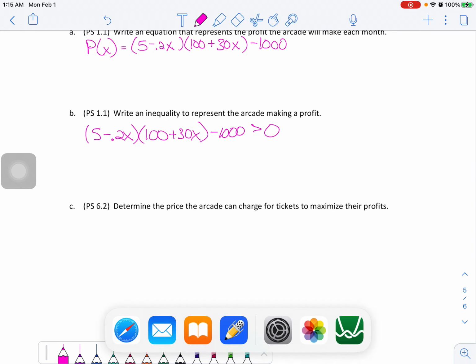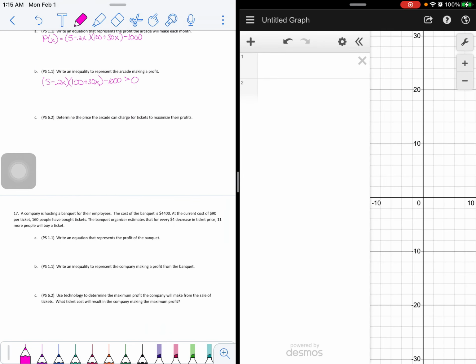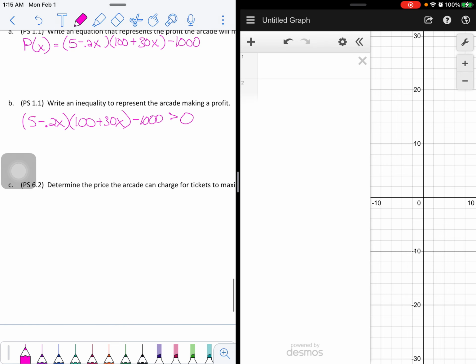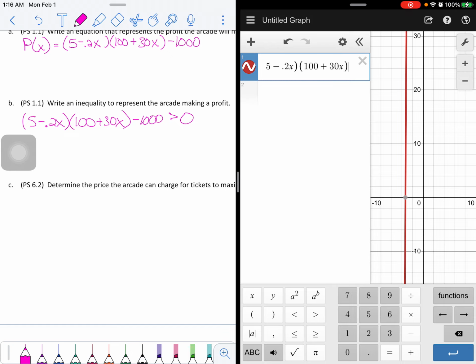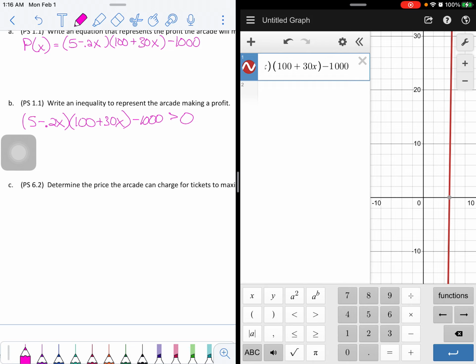Now, this is going to go into Desmos. Now, if you prefer Calculate 84, you can absolutely use it, but I'm just going to type in this expression, minus the inequality, into Desmos. I'm not going to do any multiplication. As it's written is what I'm writing down. So 100 plus 30x, close the parentheses, and then subtract 1,000.